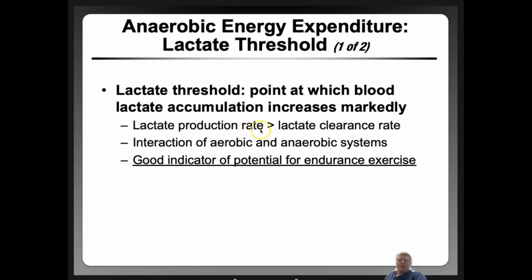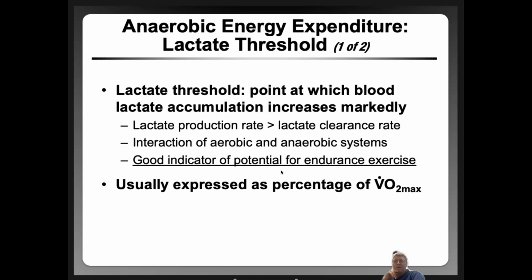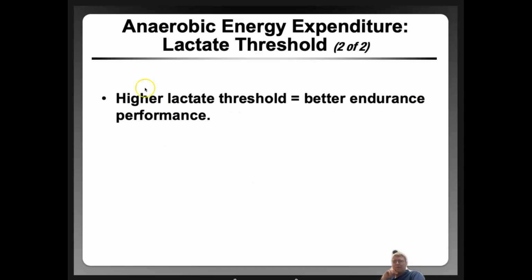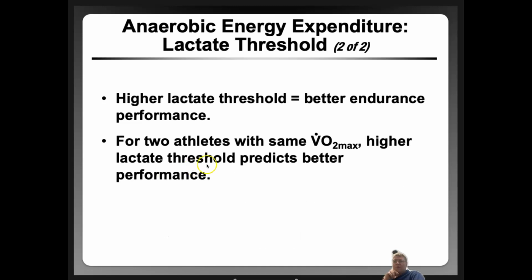So that production rate is going to be greater than the lactate clearance rate. So this is a good indicator for endurance athletes, is where you would want to actually measure, hopefully getting your lactate threshold higher and higher and higher in order to be able to run longer and faster at a more maintained speed. So it's usually expressed as a percentage of that VO2 max. So the higher the lactate threshold, the better the endurance performance is what you're hoping for. So for two athletes with the same VO2 max, the higher lactate threshold predicts the better performance, which would probably be the person that wins the race.